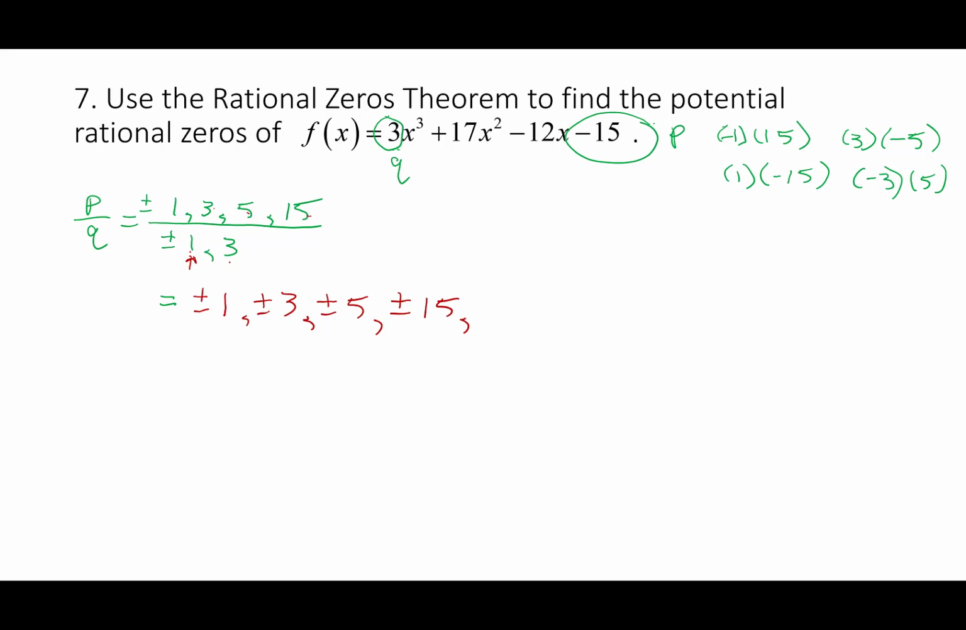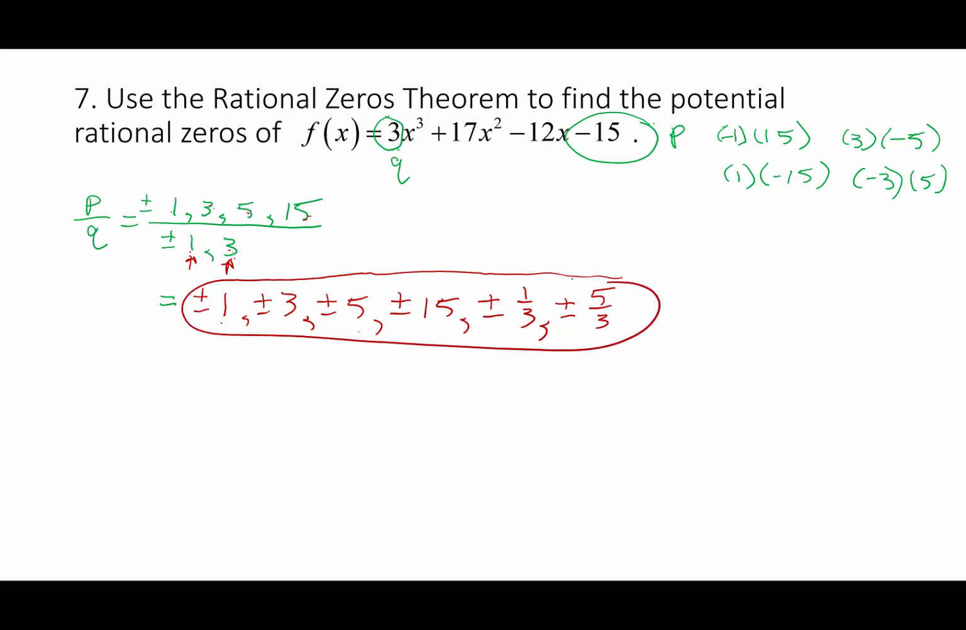And then we're going to move on to the 3 here. So plus or minus 1 over plus or minus 3 would be plus or minus 1/3. Plus or minus 3 over plus or minus 3 we already have as 1 here. Plus or minus 5 over plus or minus 3 would give us plus or minus 5 over 3. And then last of all, plus or minus 15 over plus or minus 3 gives us plus or minus 5, which we already have. So I think we got them all right here.